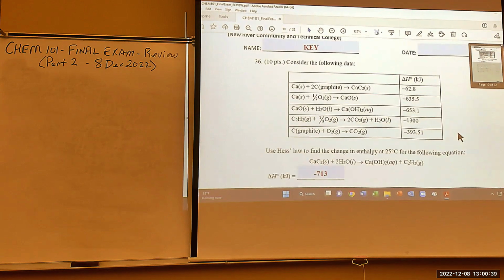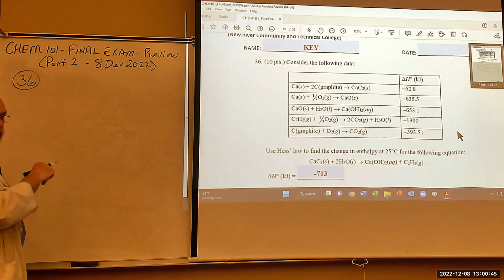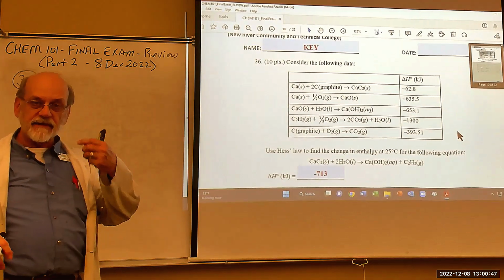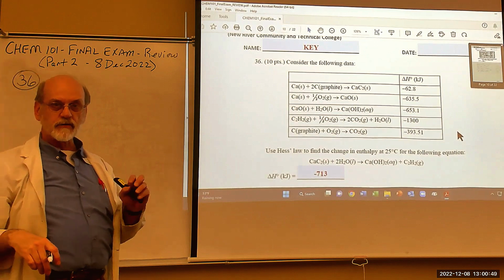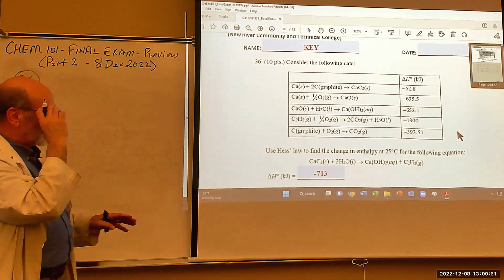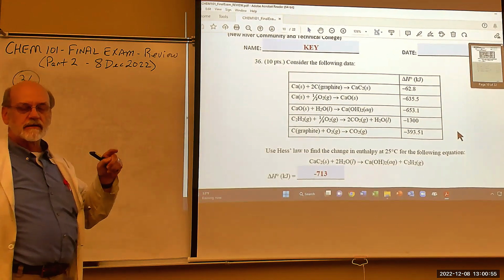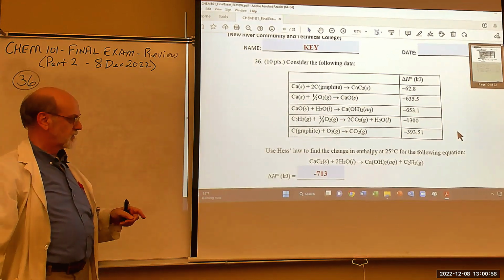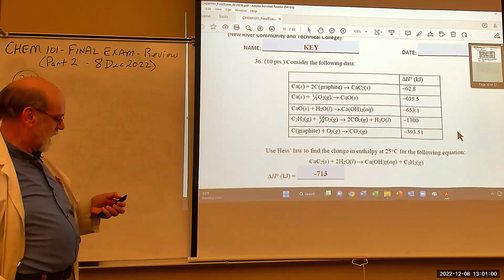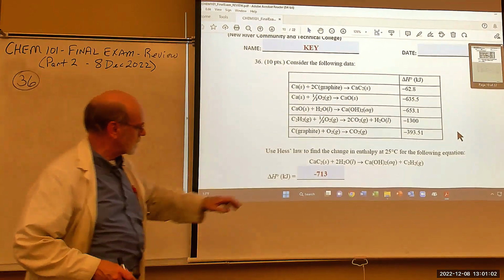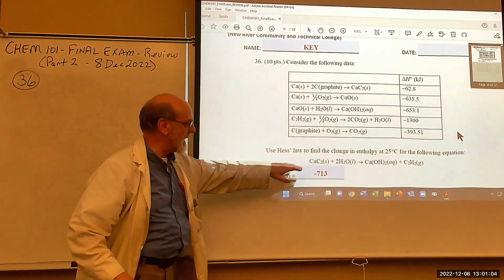Okay. Number 36 is the other way that we determine the enthalpy of a reaction, through using Hess's law. Now remember, first of all, you need a balanced target equation. Right? And I think we're given that right here. Yeah. This equation is balanced.